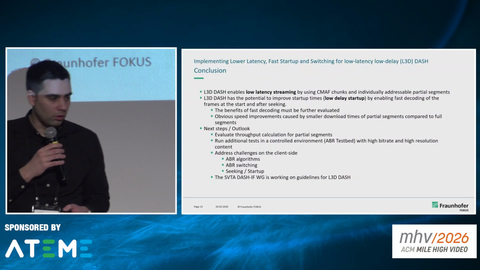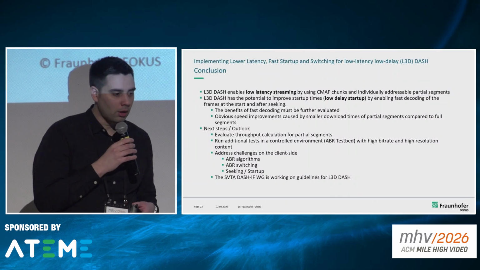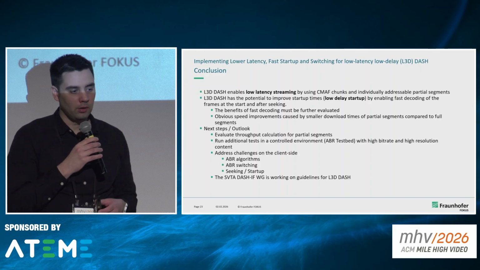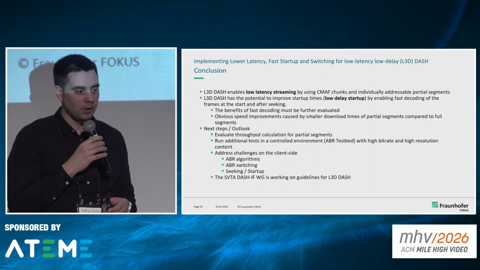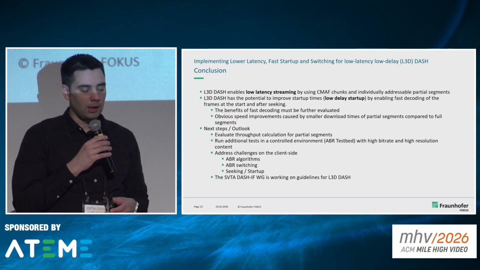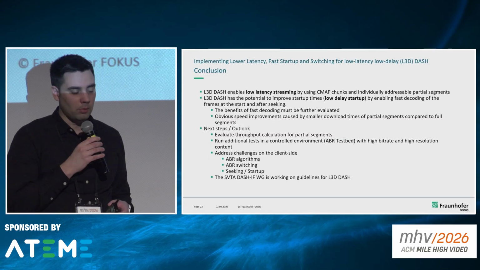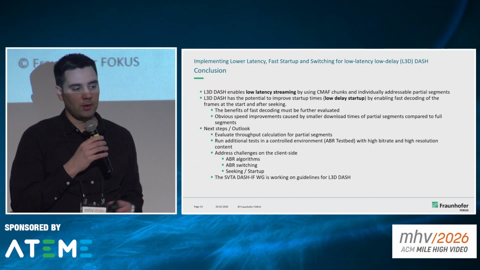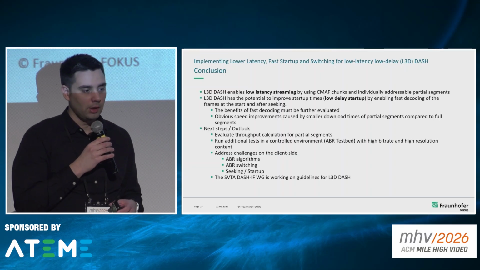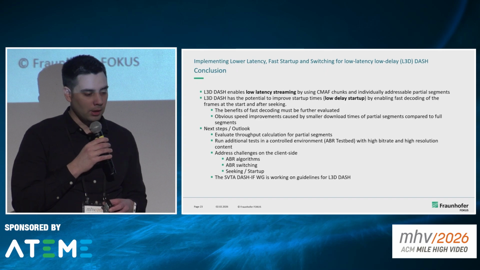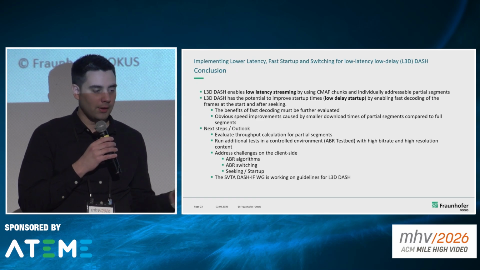All right, conclusion. So what we saw is that LCD dash enables low latency streaming using CMAF chunks, individually addressable partial segments. We also saw that LCD dash has the potential to improve the startup time, but according to our tests at least, and we want to do additional tests with high bitrate content and different platforms, that was not coming from fast decoding, but from the obvious speed improvements caused by smaller segment download times for the partial segments. Next steps, we want to evaluate the throughput calculation. This is the thing that I mentioned in the beginning.